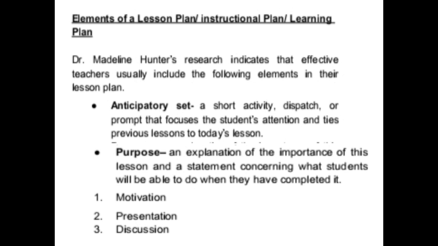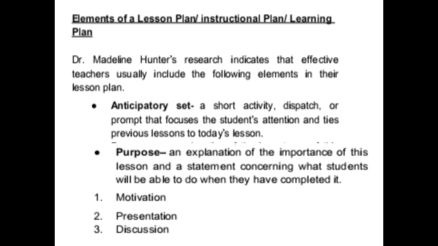So, just like for example, a teacher starting a lesson about the solar system by showing a short video of the planets and asking students to name as many planets as they can remember from a previous lesson. So this gets the students thinking about what they already know and helps them get ready to learn more about the solar system in that day's lesson. So an anticipatory set is like a warm-up that gets students excited and prepared to learn something new. So it also helps them make connections between what they already know and what they are about to learn.